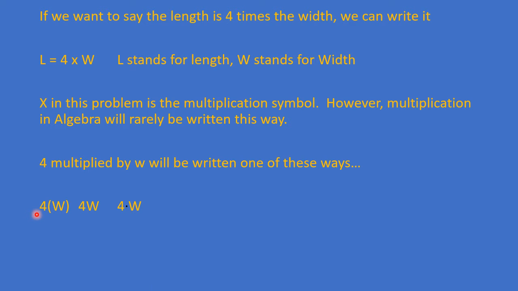You'll see 4 with W in parentheses. That would mean 4 times W. Or you would see 4W with no parentheses. You don't have to have a parenthesis. That would mean 4W. Or you could see 4 with a dot between them and a W. That would be 4 times W. But normally, you're going to see them like just the 4W. The 4 will be the coefficient here, and the W the variable. 4 times W is 4W. That's what that means.